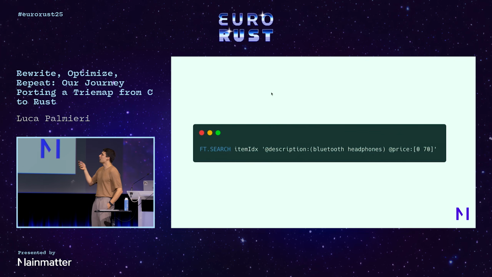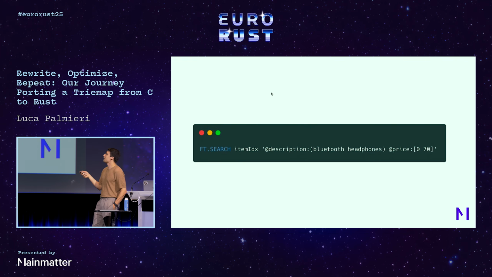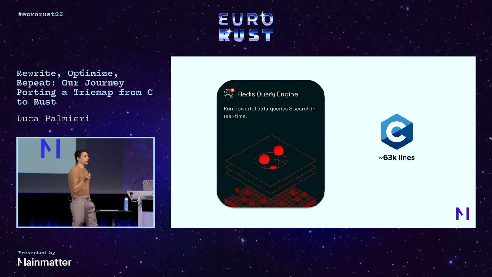For example, you may try to find all the item identifiers whose description contains either the words Bluetooth or headphones and whose price is in the 0 to 70 bracket. The kind of query you might do in a SQL or NoSQL store of your choice. Pretty neat stuff. As a project, Redis Query Engine is a C code base. It counts 63,000 lines of production C code, discounting tests, benchmarks, and other auxiliary artifacts.